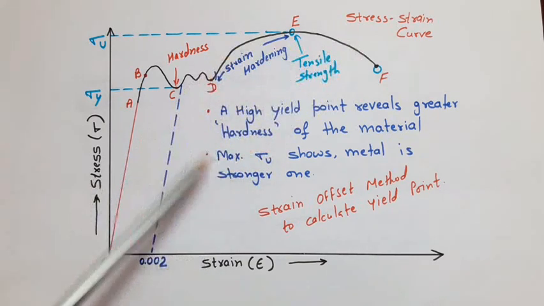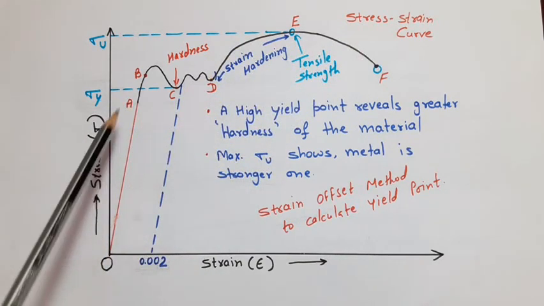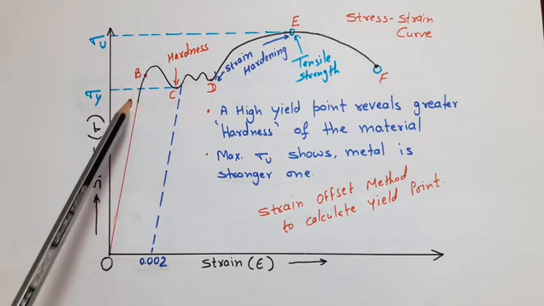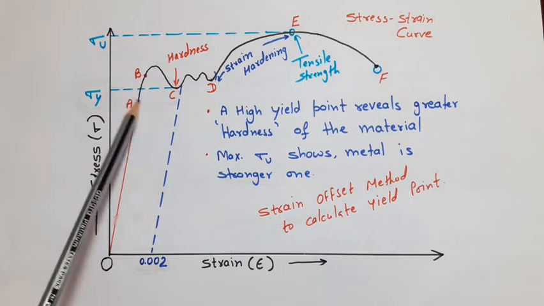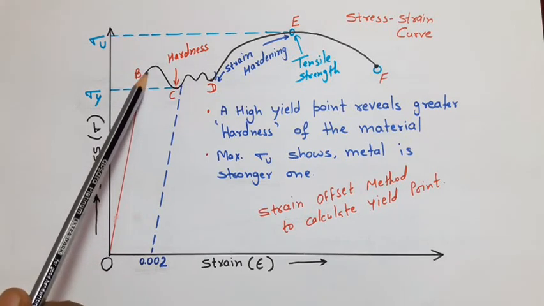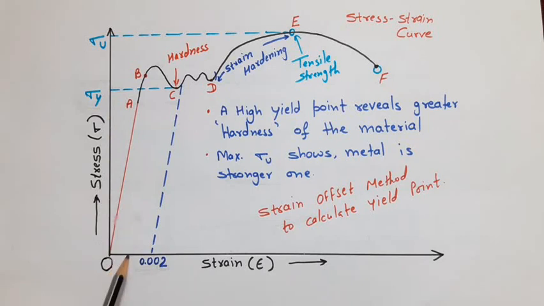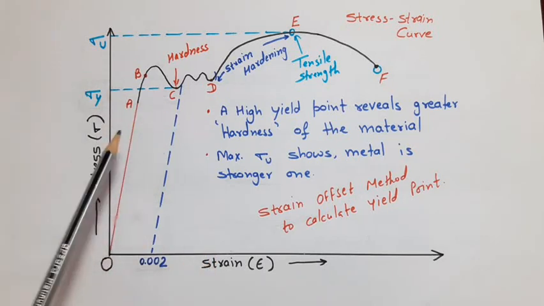In the last lecture, we studied the stress-strain curve. In the stress-strain curve, we observe from O to A there is a proportional limit, meaning in this region Hooke's law is valid. Then after point A and up to point B, stress is increasing with increase in strain but non-linearly.